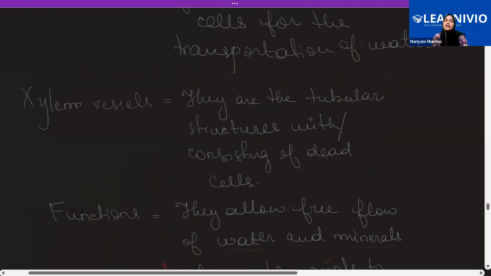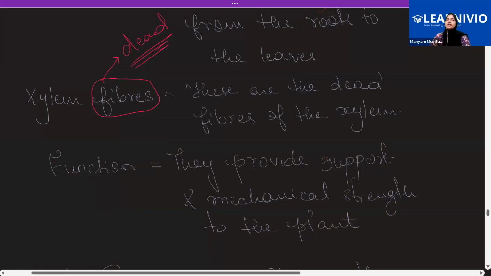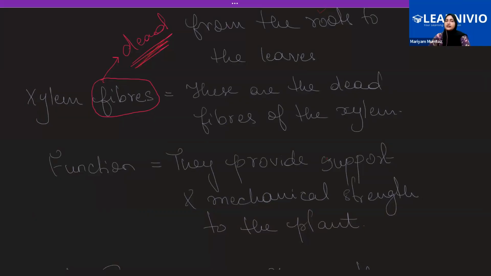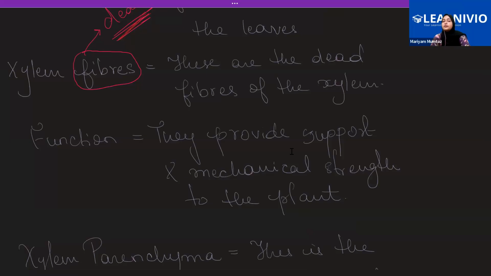So after the xylem vessels, then comes the xylem fibers. Now the xylem fibers are completely dead tissues. Okay, they are the dead fibers of the xylem. So they provide support and mechanical strength to the plant. So they are not involved in the conduction process, rather they are involved in providing support and mechanical strength to the plant. Is it clear to everyone? Yeah.